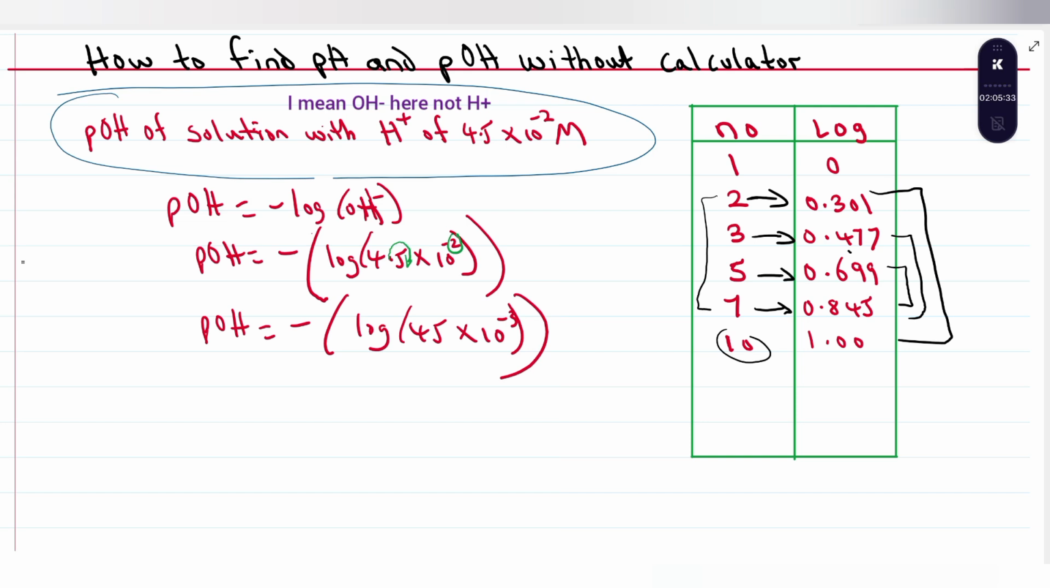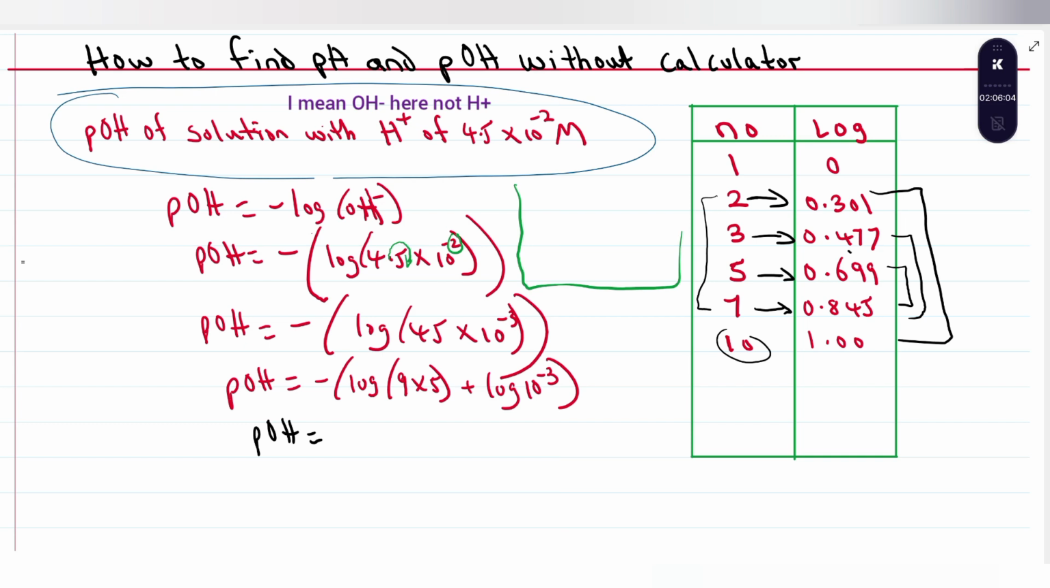So our pOH now will be equal to minus log of 9 times 5, plus log 10 to the power minus 3. I hope you understand. Our pOH now equals, let's solve our log of 5 and 9 somewhere here to avoid confusion. So log 9 times 5 equals log 9 plus log 5.